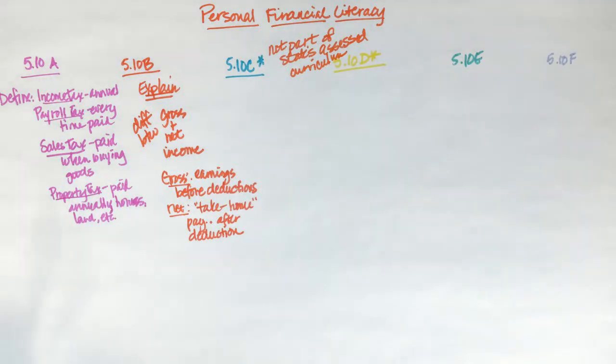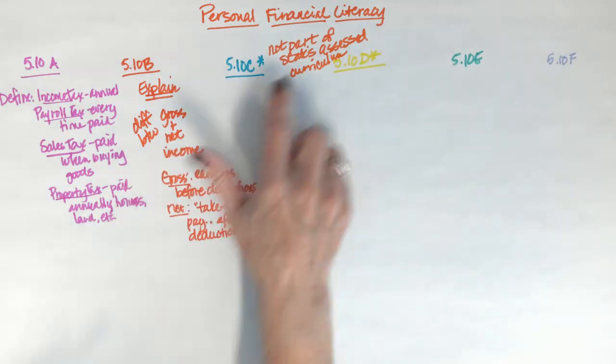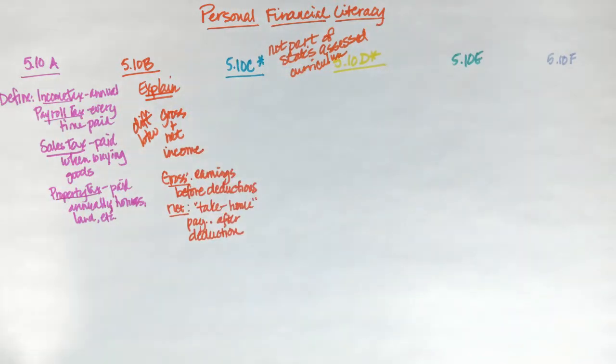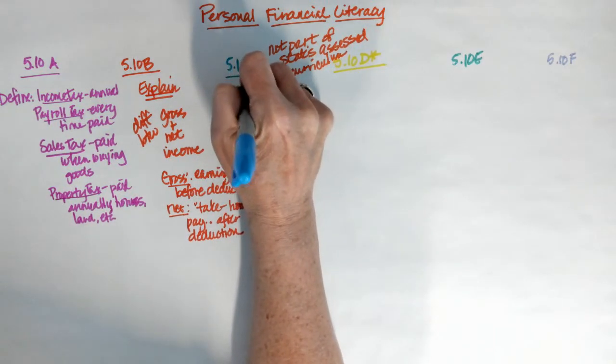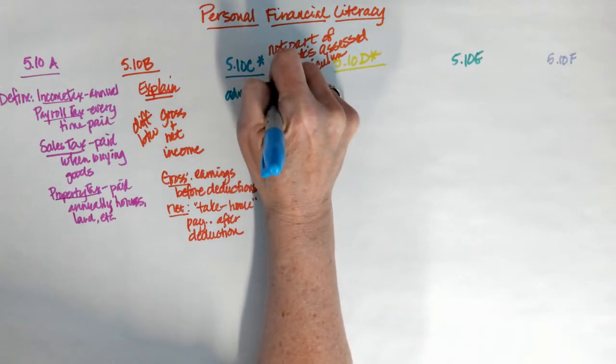So if you look on your pacing calendar, you will see that 510C and D are after the STAR test for this very reason. So 510C, this is where students are learning to identify advantages and disadvantages of different methods of payment. So understanding the advantages and disadvantages of paying with cash or paying with a check or a credit card or a debit card. And electronic payments are also listed in our standard. So we're looking at advantages and disadvantages.